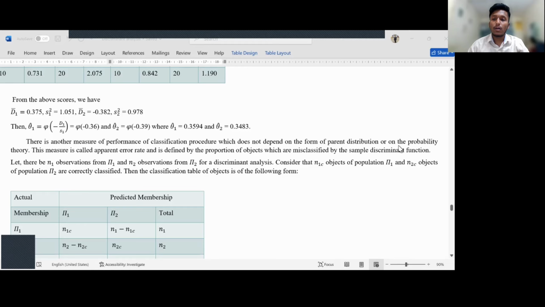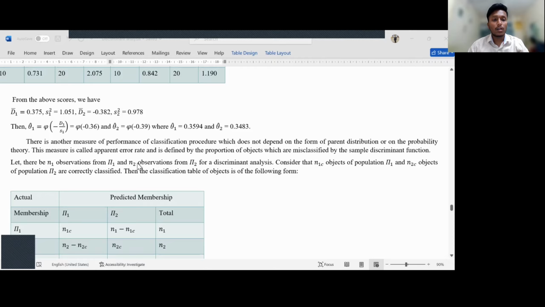parent distribution or on the probability theory. This measure is called the apparent error rate and is defined by the proportion of objects which are misclassified by the sample discriminant function. So let there be N1 observations from population 1 and N2 observations from population 2 for a discriminant analysis. Consider that N1C objects of population 1 and N2C objects of population 2 are correctly classified.